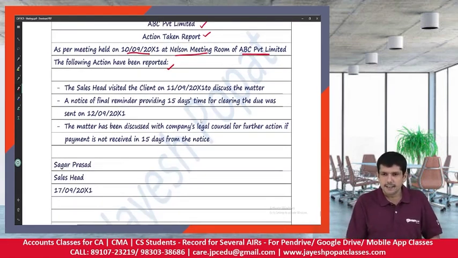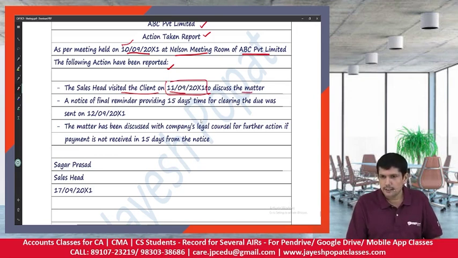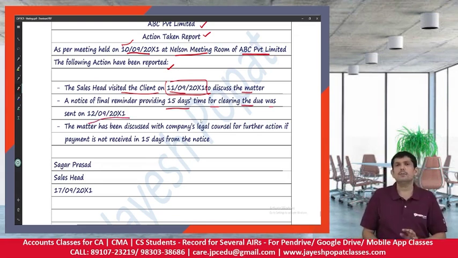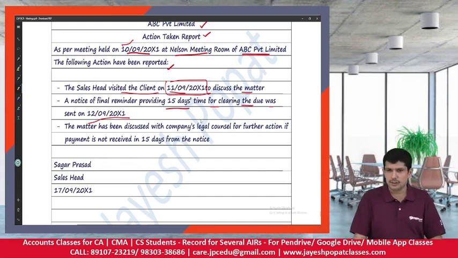It says the sales head visited the client on 11th, because the meeting took place on 10th. So immediately on the next day, on 11th September, the sales head went to discuss the matter. A notice of final reminder, providing 15 days time to clear the dues, was sent on 12th. So again on the next day a notice was sent that 15 days from today, if you don't make a payment, we'll take legal actions against you.